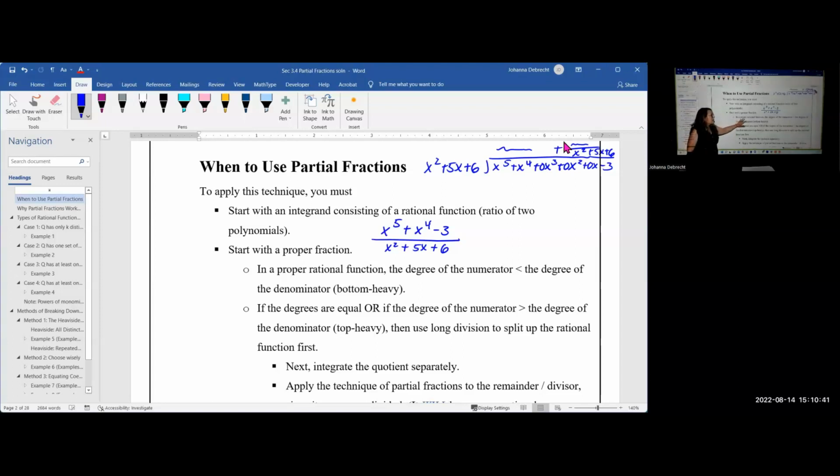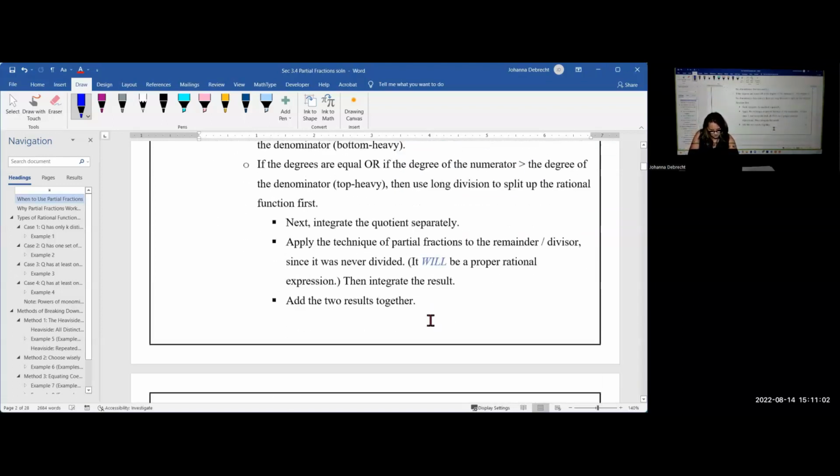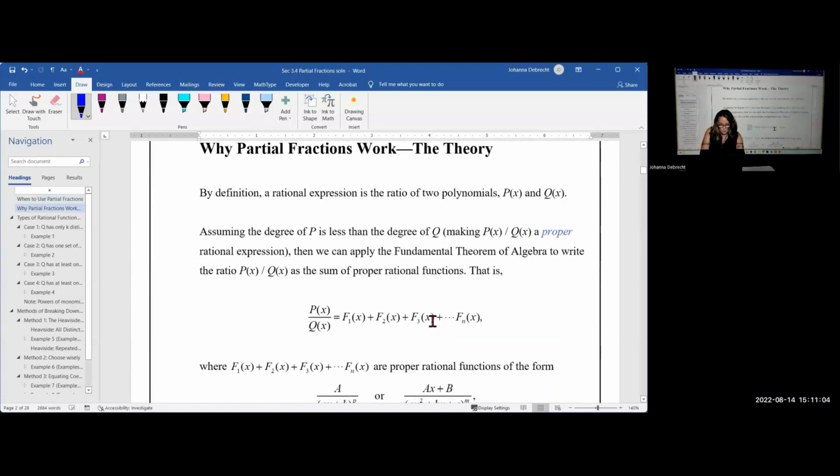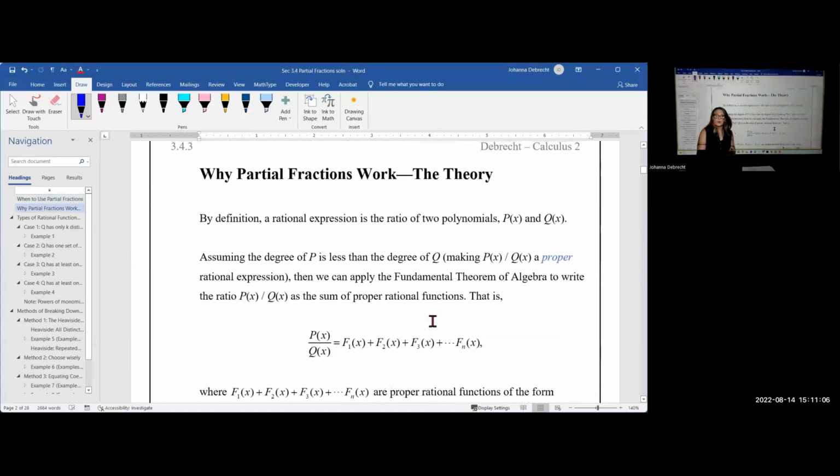If it's a proper fraction to start with, meaning the degree of the numerator is less than the degree of the denominator, then we'll jump right into doing the method of proper partial fractions. So now what we want to take a look at is the next things that are involved in doing this method of partial fractions. Okay? Why do partial fractions work? What's the theory behind partial fractions?